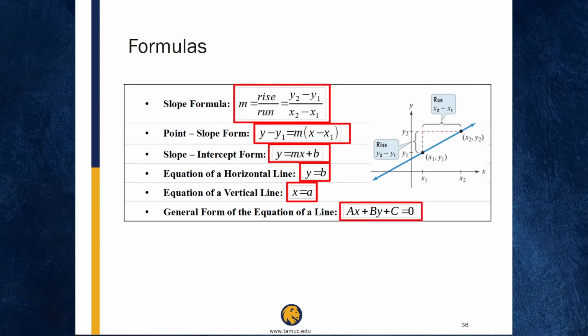And then one other type of equation is called the general form for the equation of a line. And it goes ax plus by plus c equals 0. One by one, we're going to go through each one of these types of equations and go through graphing the lines and the different types of linear functions that go along with them.